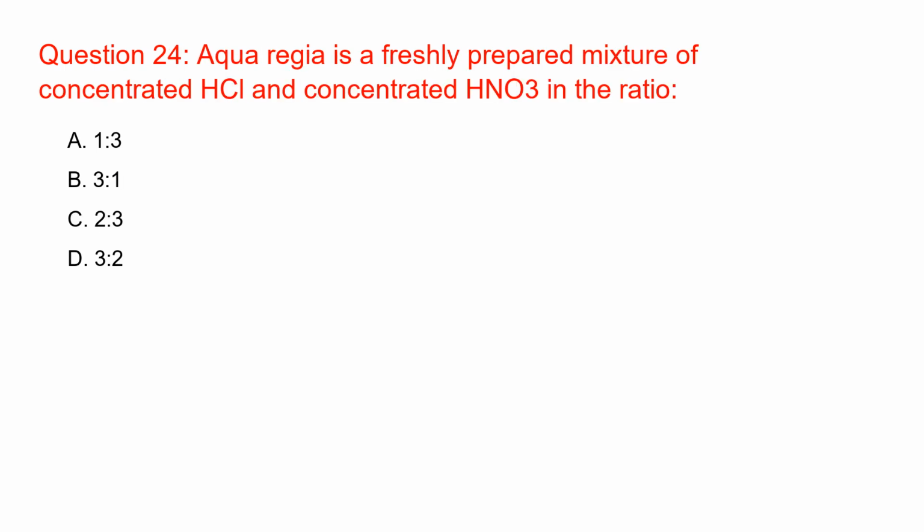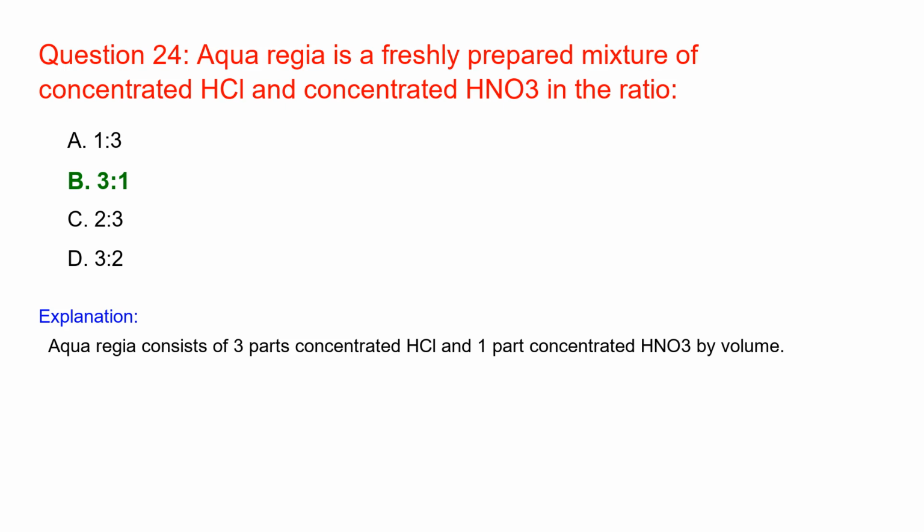Aqua regia is a freshly prepared mixture of concentrated HCl and concentrated HNO3 in the ratio 3:1. Aqua regia consists of 3 parts concentrated HCl and 1 part concentrated HNO3 by volume.